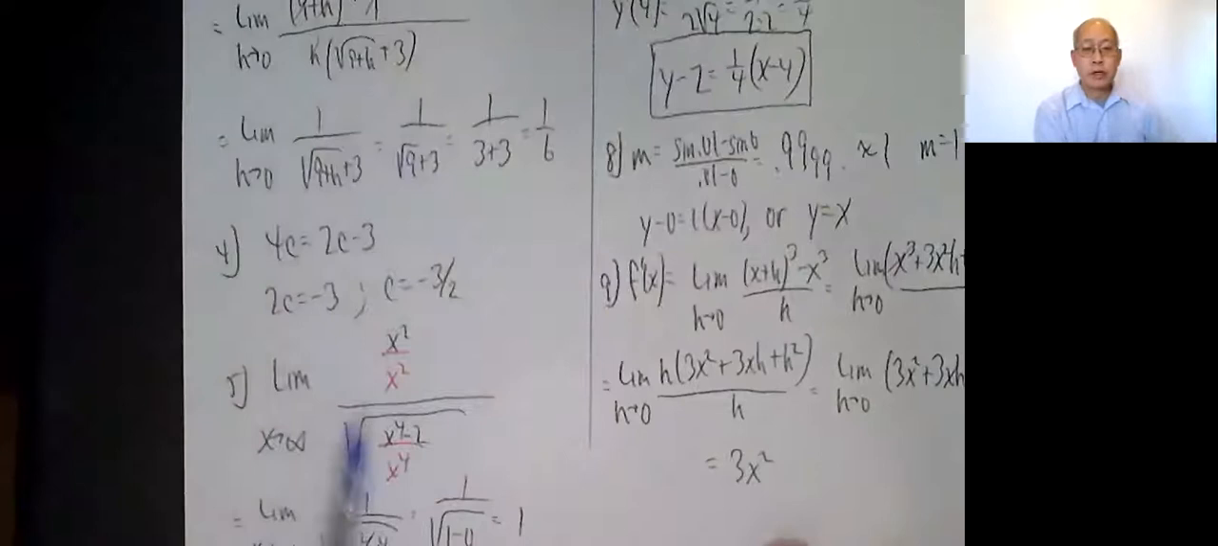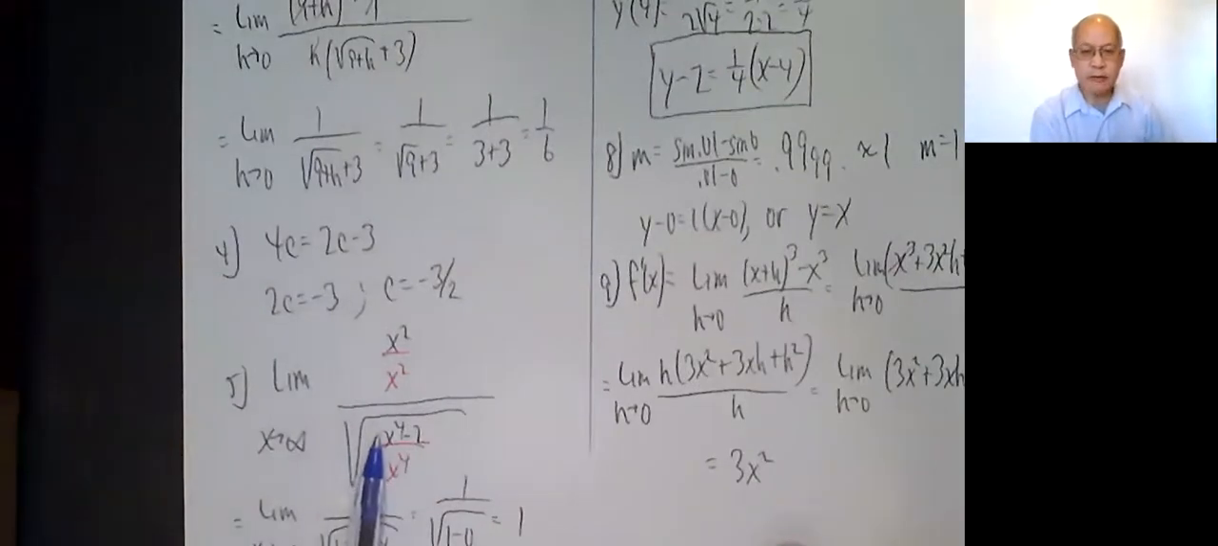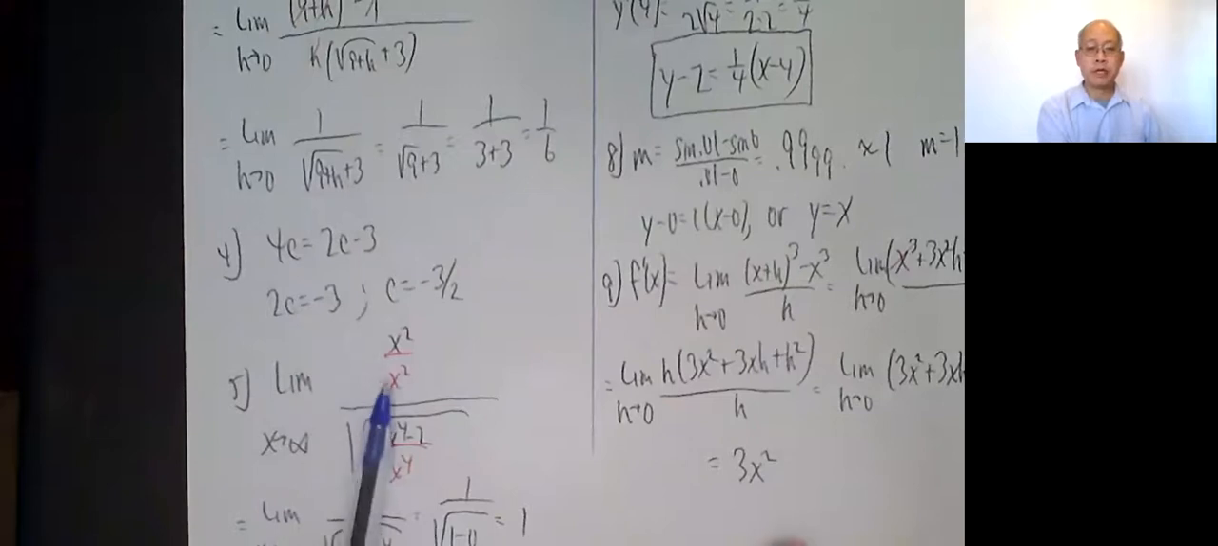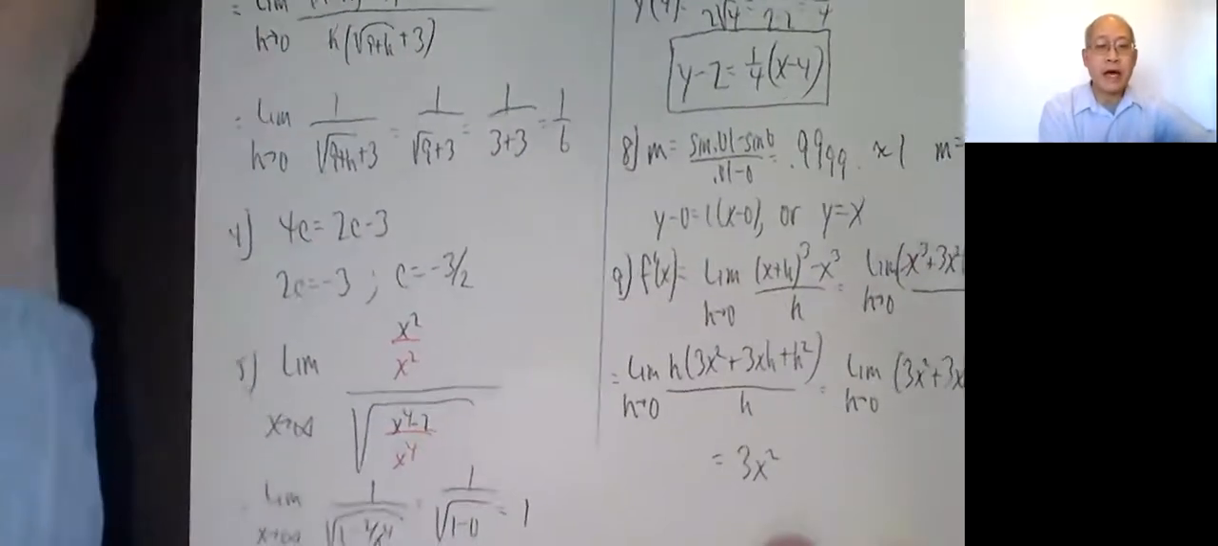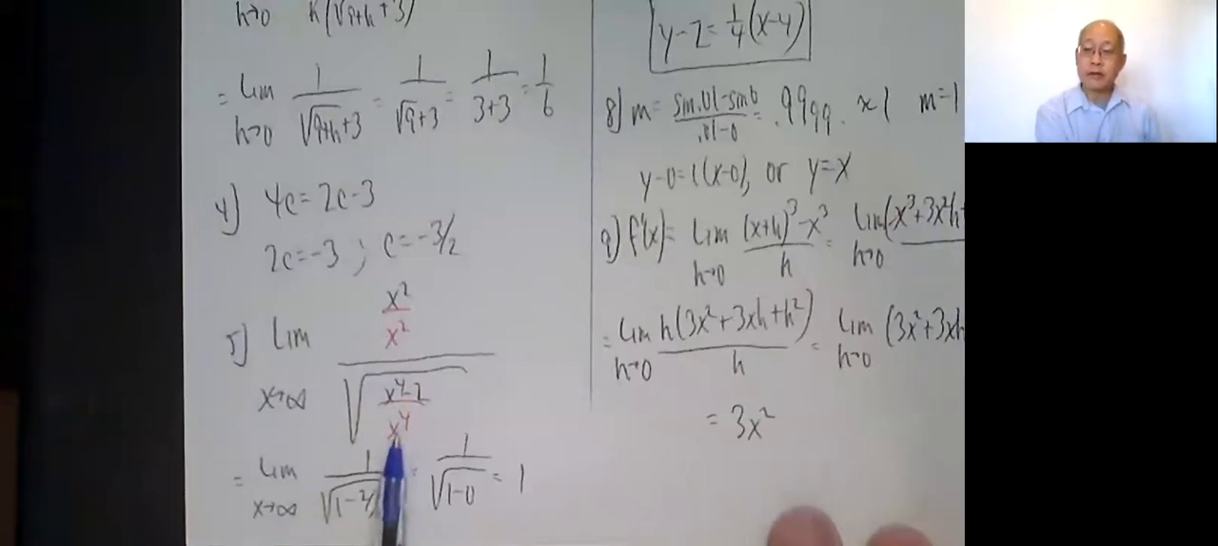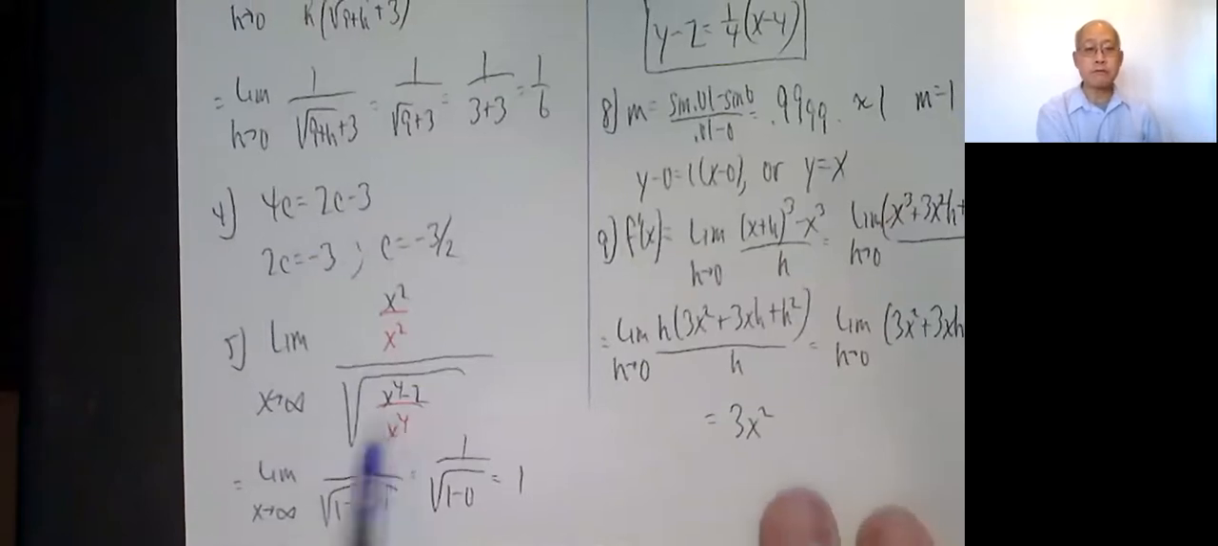Number 5, the key is to notice that when you have radical x to the 4th minus 2, if you ignore the minus 2, it's essentially x squared. So it's behaving like a second-degree polynomial. So divide top and bottom by x squared. This is dividing by x squared because it's x to the 4th underneath the radical, which is the same as x squared outside the radical.